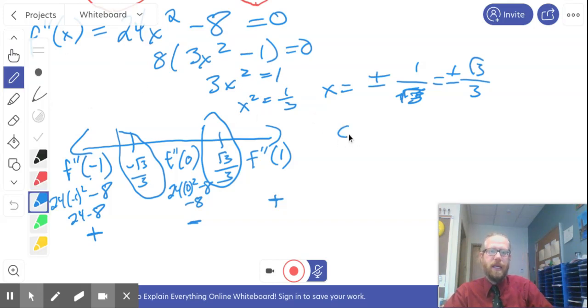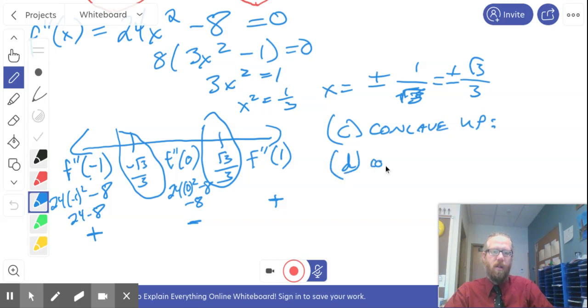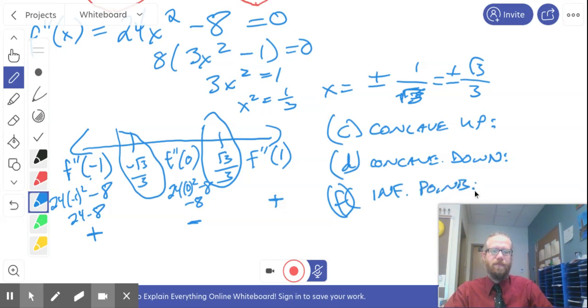part C is going to be concave up. Part D is going to be concave down. And then the last part, F, is our inflection points. So if I start maybe with the inflection points, that's the negative square root of 3 over 3 and the positive square root of 3 over 3.